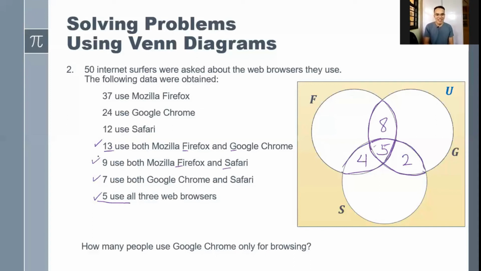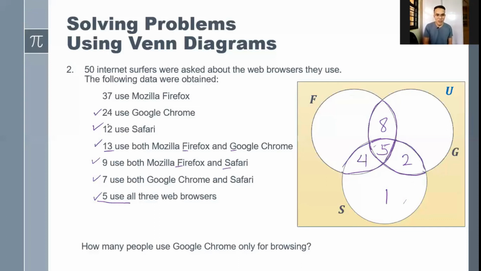Okay? Next, we have 12 use Safari. So for circle Safari, there should be a total of 12. For this circle S, there should be a total of 12, but take note, there are already some numbers inside this circle. And what are these numbers? 4, 5, and 2. 4, 5, and 2 will sum up to 11, right? Our goal is to have 12, so we need 1 more here. So we have now a total of 12 inside set S.